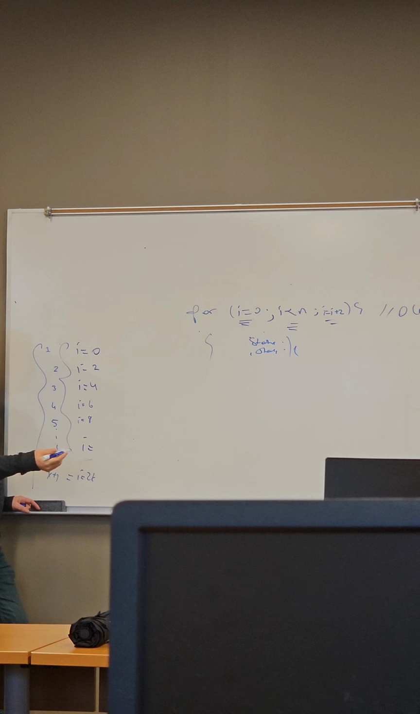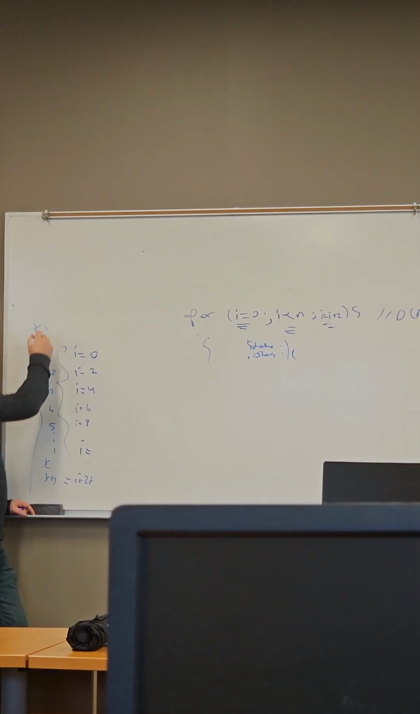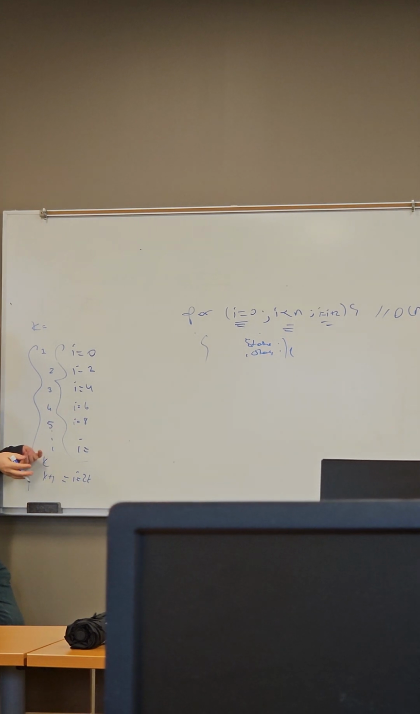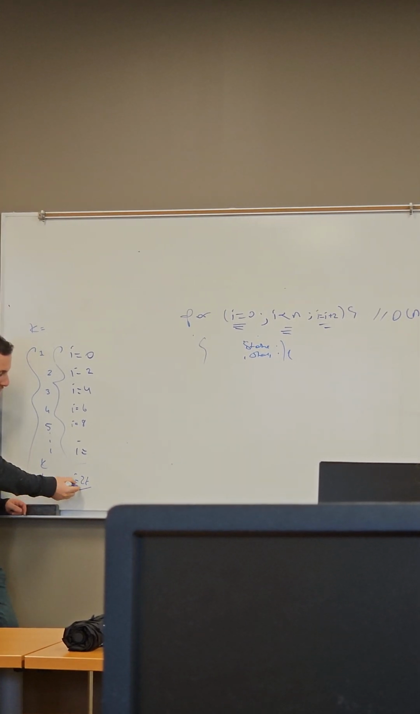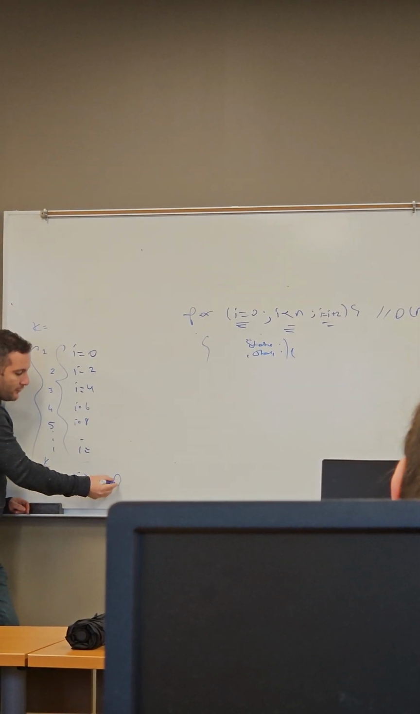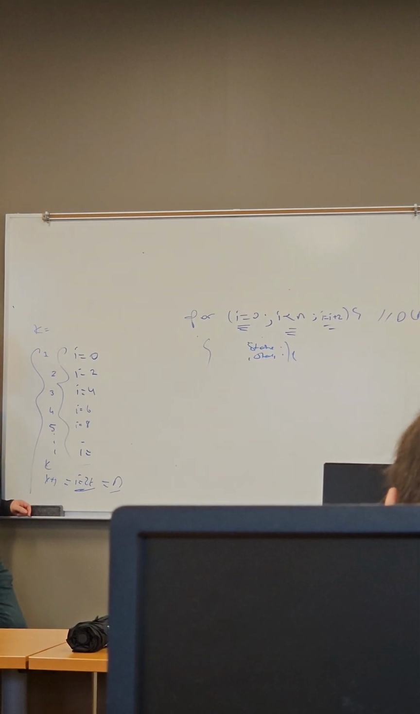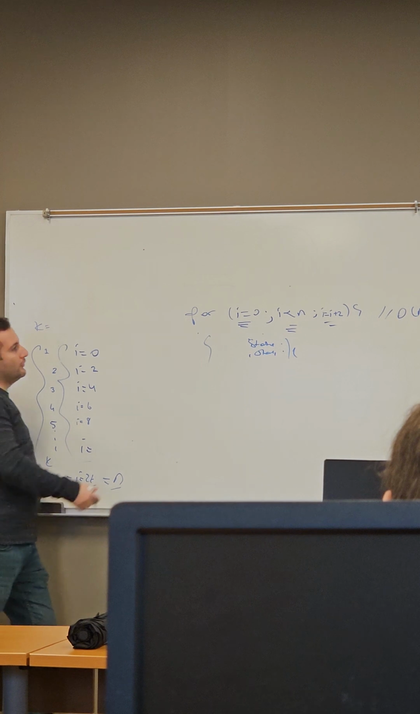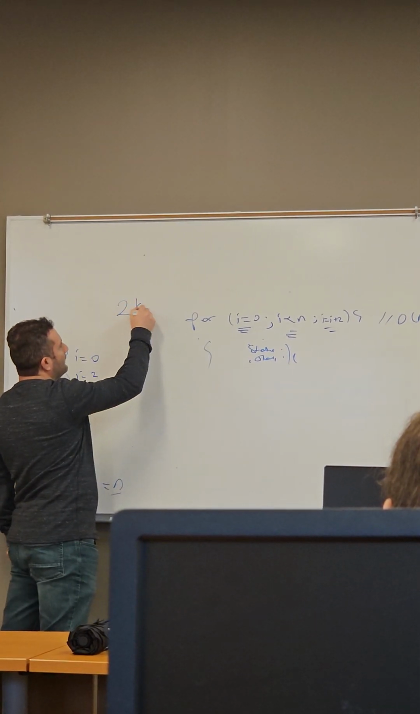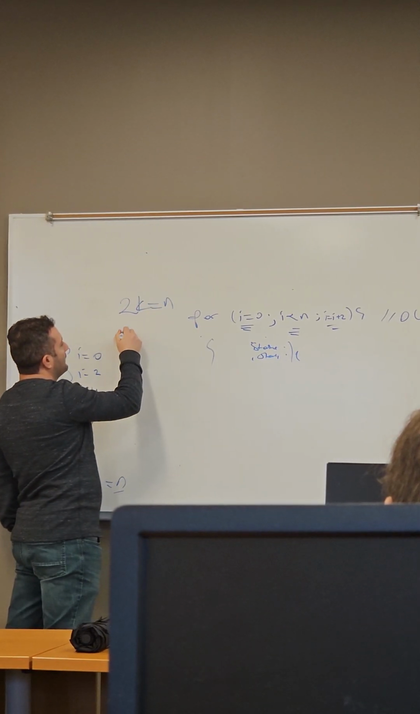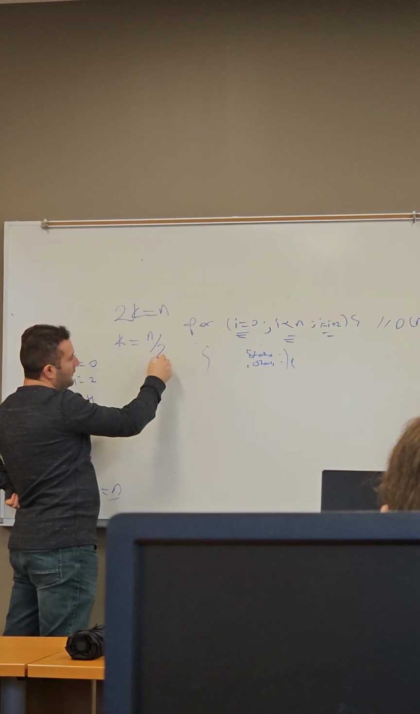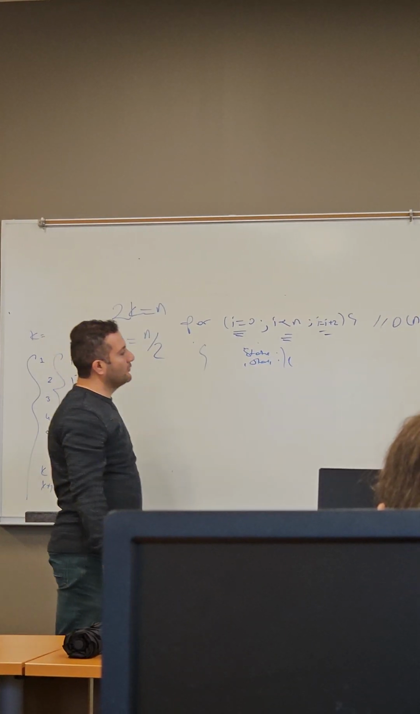How many times do we repeat? Let's say k times. If we know the k, we know the runtime. Everybody with me? Yes. I know that it is 2k, and this is the stop point. When 2k is equal to n, it just stops, right? So, if 2k is equal to n, then k is equal to what? n over 2. n divided by 2.